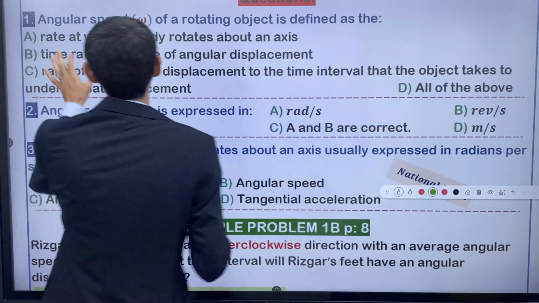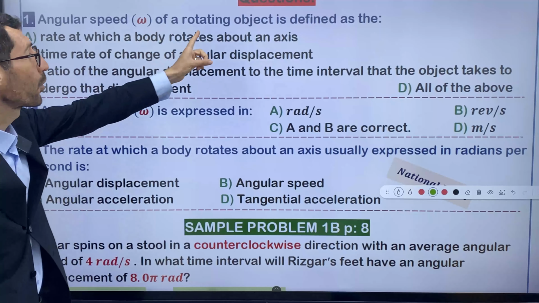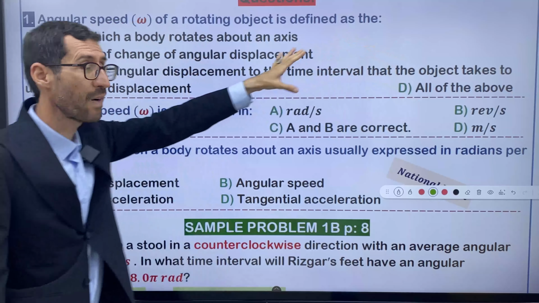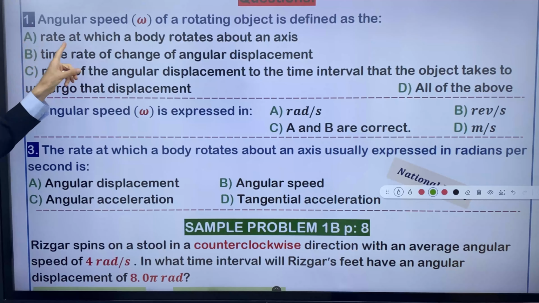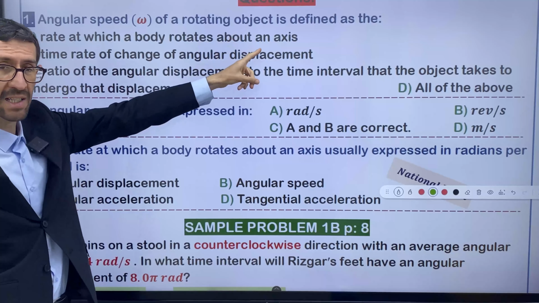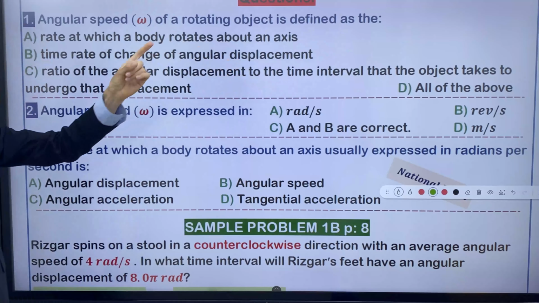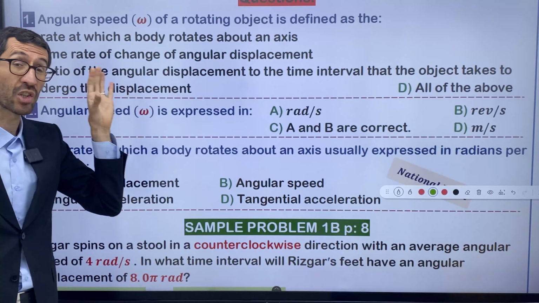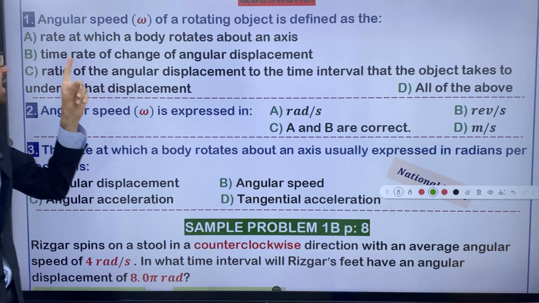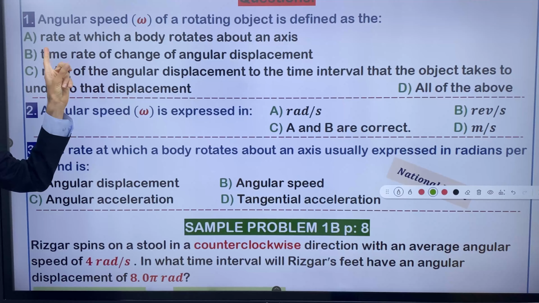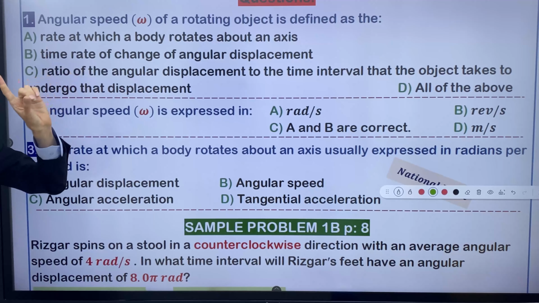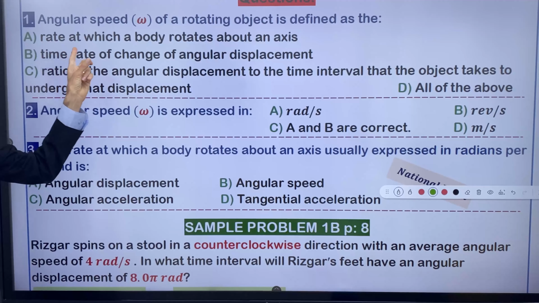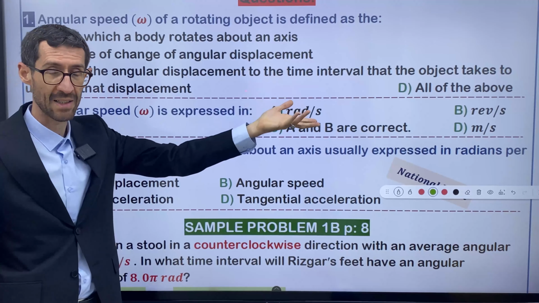Number 1, angular speed omega of a rotating object is defined as what? A, rate at which a body rotates about an axis. It's true, yeah. It's the first definition. It's rate. If it says rate, it means time rate, so it mentions time. So it can't be angular displacement, because it says the rate at which a body rotates about an axis.